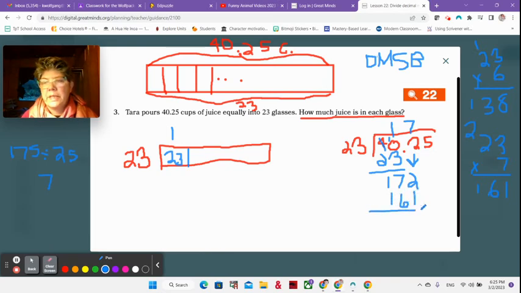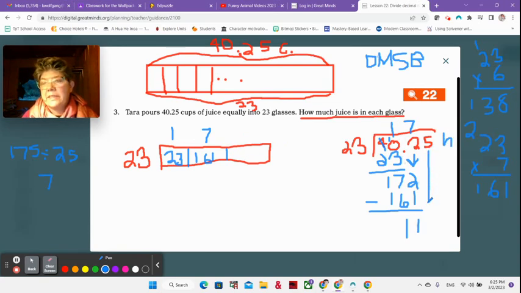Divide, multiply, subtract. 2 minus 1 is 1. 7 minus 6 is 1. So now what did I do here? I multiplied by 7, and I took out a big chunk of 161, right? I know that there's a decimal there. We're kind of ignoring it for right now. We could think of this as 4,025 hundredths if we want to do that as a way to get rid of the decimal.